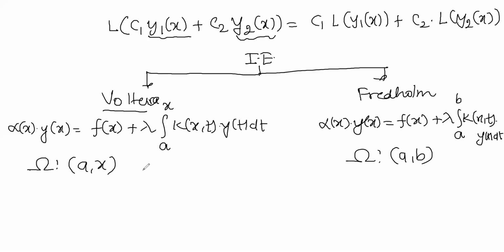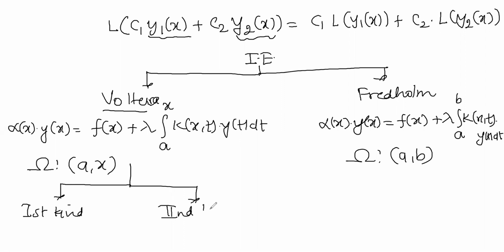Now further they are again classified. They are further classified into two types: first kind and second kind. Same thing here, Fredholm we also describe in two parts, again first kind and second kind.